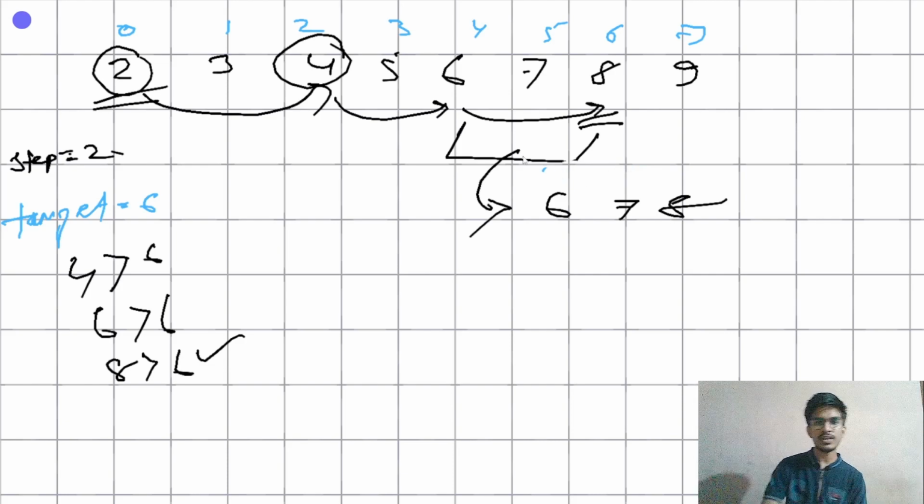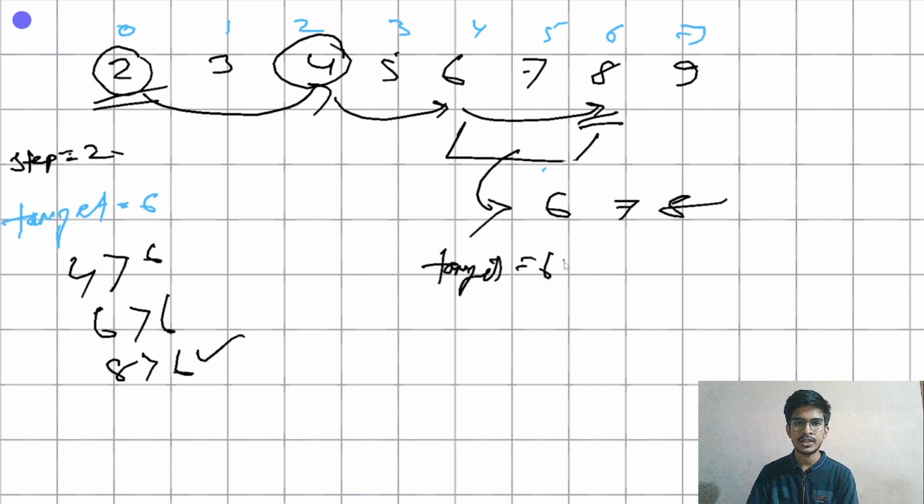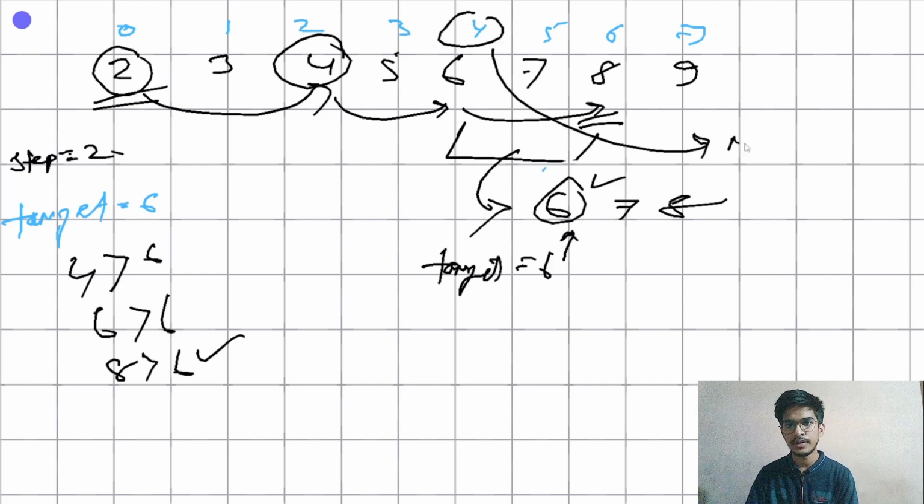It does a linear search and checks: we have a target of 6, so let's check, is it equal to 6? Yeah, it is equal. So it will return its index. Okay, that's how the jump search works.